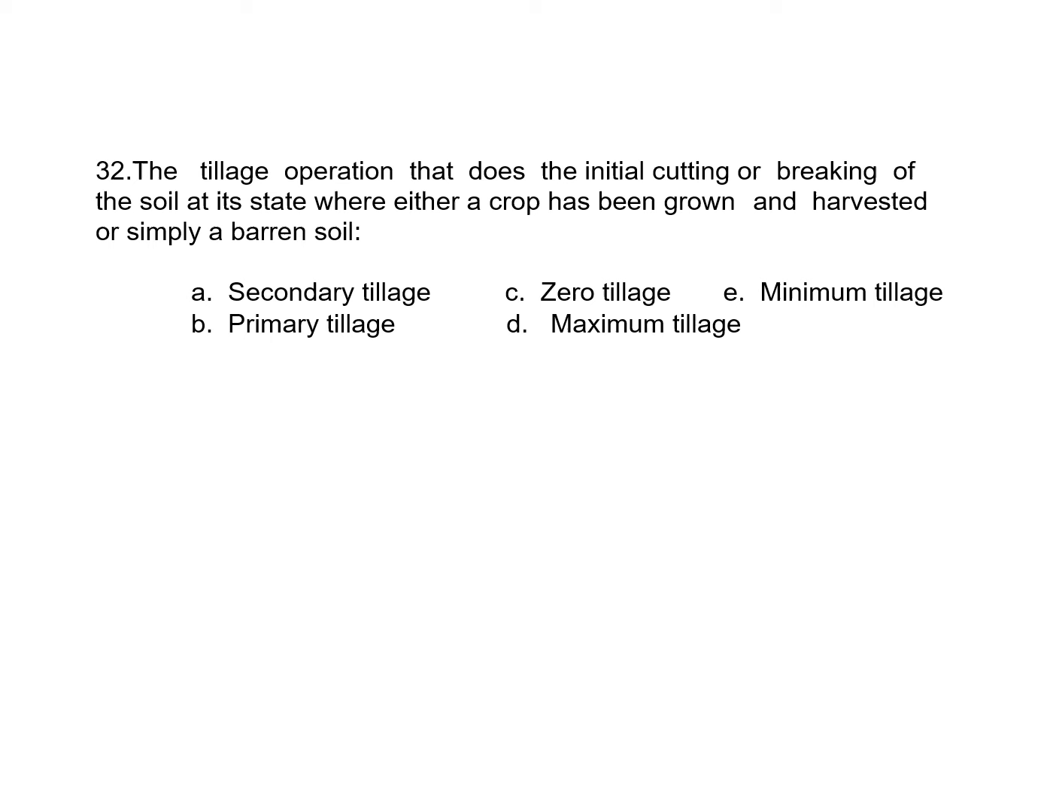Number 32. The tillage operation that does the initial cutting or breaking of the soil at its state where either a crop has been grown and harvested or simply a barren soil. A. Secondary tillage, B. Primary tillage, C. Zero tillage, D. Maximum tillage, or E. Minimum tillage. The answer is primary tillage.